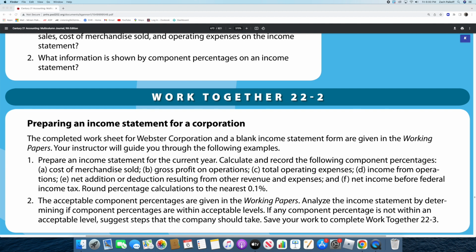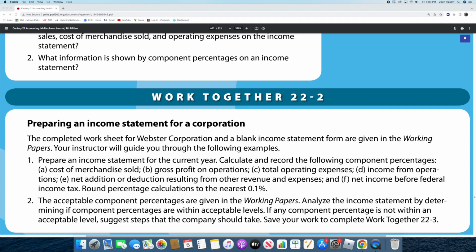Number 1, prepare an income statement for the current year. Calculate and record the following component percentages. A, cost of merchandise sold. B, gross profit on operations. C, total operating expenses. D, income from operations. E, net addition or deduction resulting from other revenue and expenses. And F, net income before federal income tax. Round percentage calculations to the nearest tenth of a percentage.